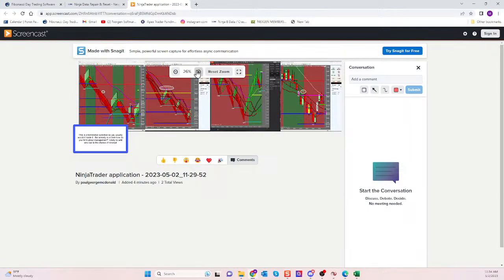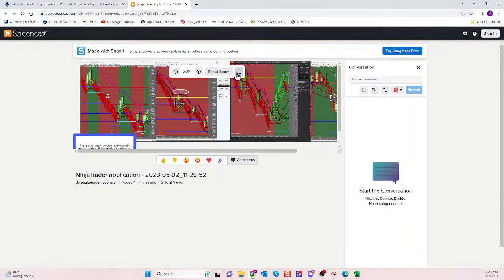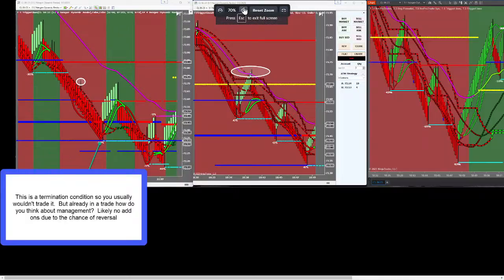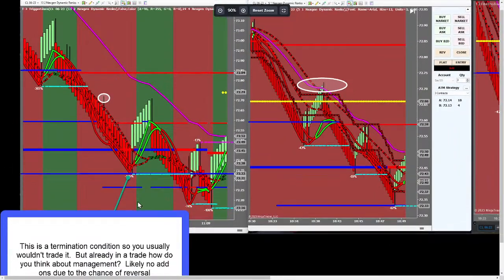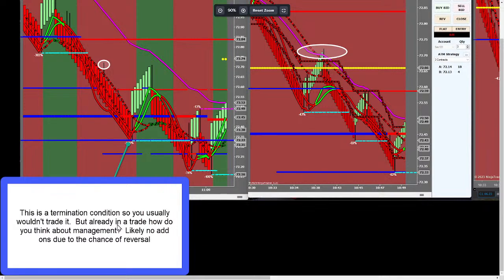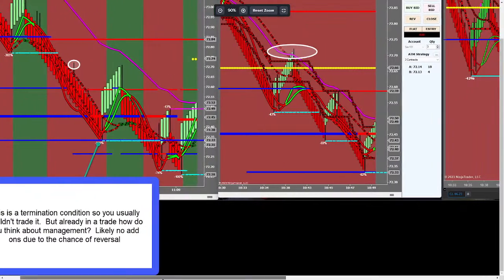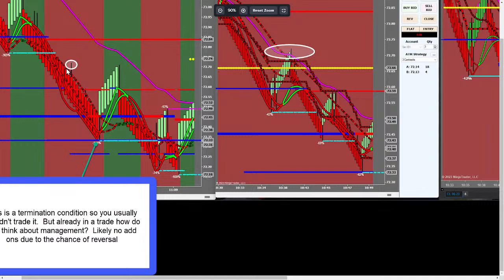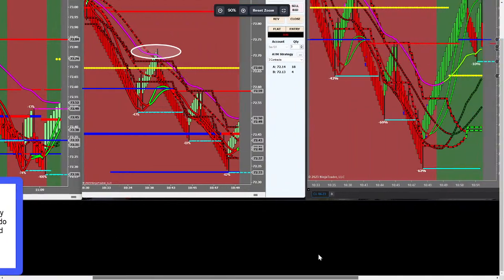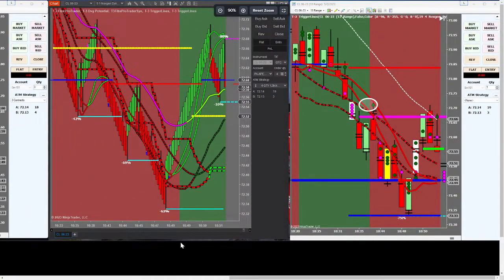Great job. All right. Paul says he knows the play here. Curious what my thoughts are on management. Let's see. Let's zoom a little. This is a termination condition, so you usually wouldn't trade it, but already in a trade, how do you think about management? So, Paul, your circle is a great entry, right? 50-50? Is there any other writing on here that I need to look at? Nope. So let's see what you did.